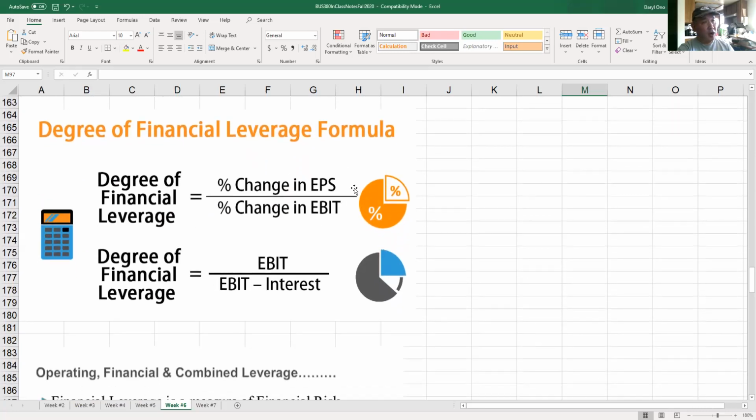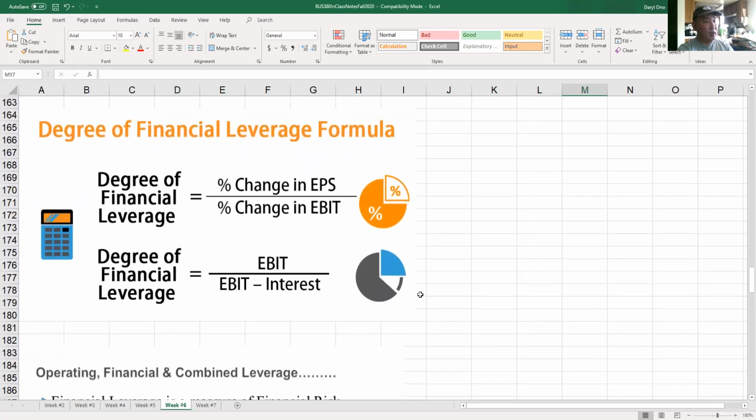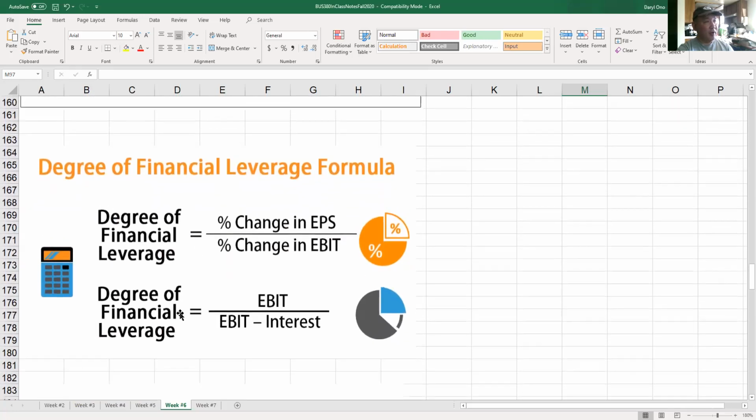So here are the same formulas again, but here I wanted to show you that this formula and this formula are related. So the degree of financial leverage is equal to EBIT divided by EBIT minus the interest expense. And again, these two formulas should give you the exact same answers.